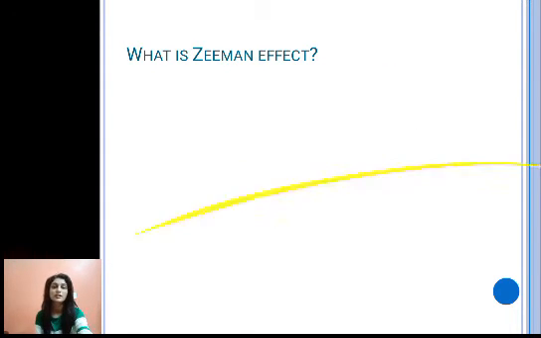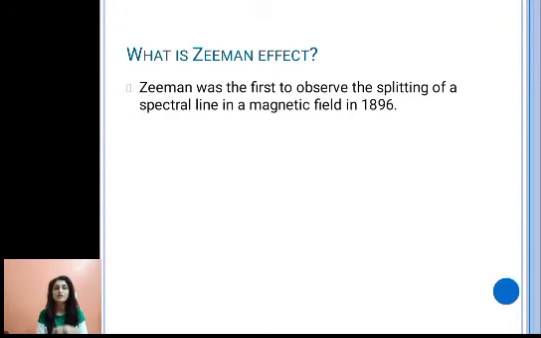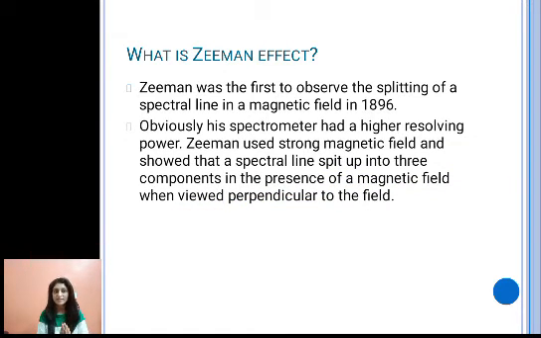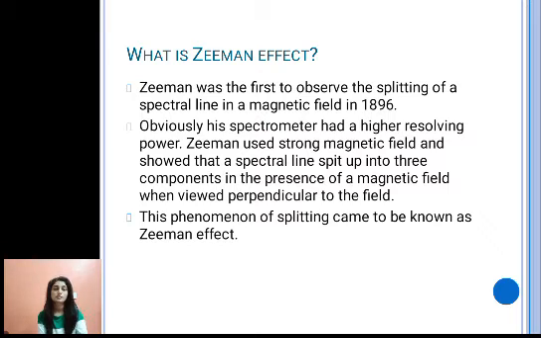Now, what is the Zeeman effect? Zeeman was the first to observe the splitting of a spectral line in a magnetic field, in 1896. So, obviously, Faraday was not able to observe it, but Zeeman was. The reason is that the spectrometer used by Zeeman had higher resolving power, and Zeeman used a strong magnetic field. He showed that when we place the atom in a strong magnetic field, a spectral line splits up into three components when we view perpendicular to the field. This phenomenon of splitting came to be known as the Zeeman effect.